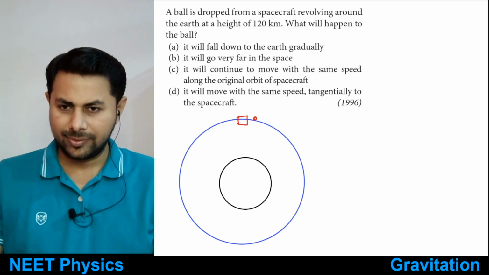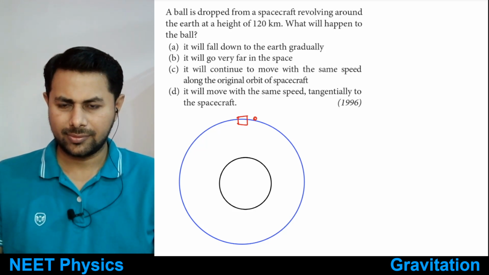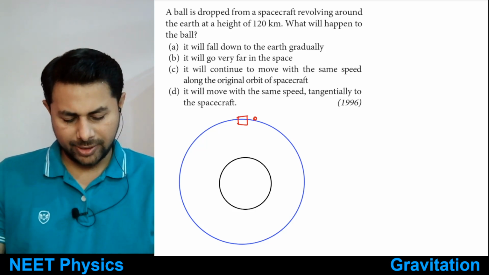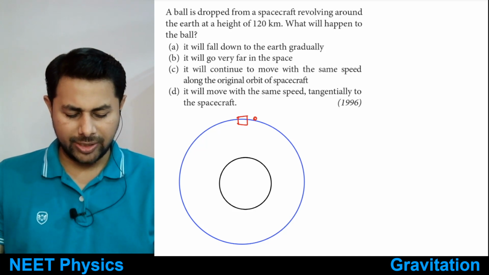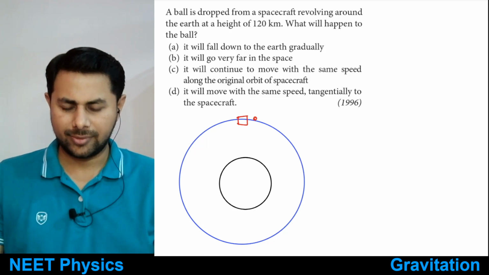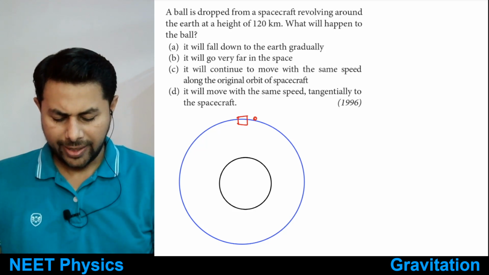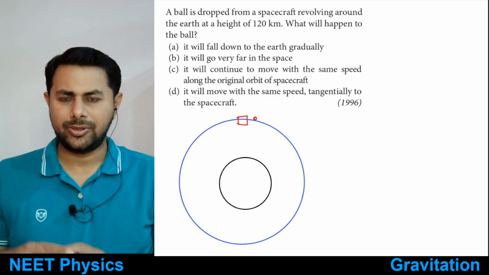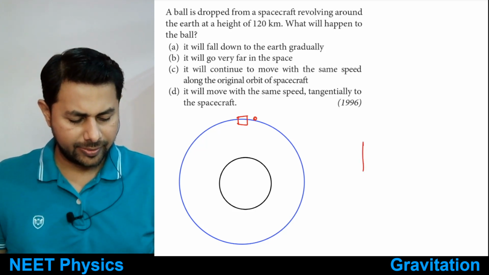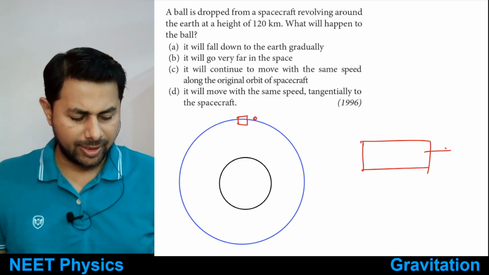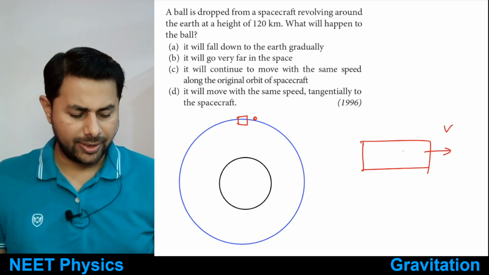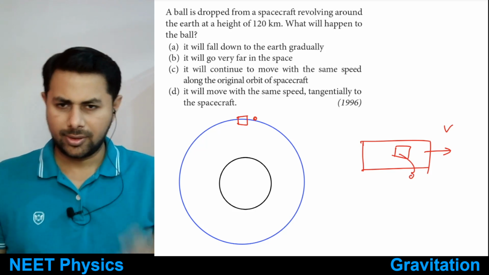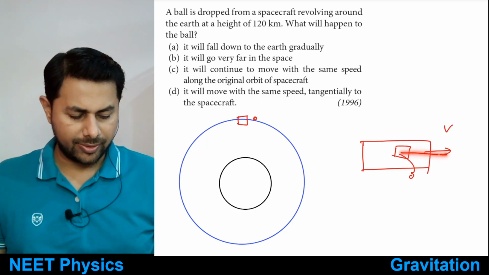Is it option D? Anybody else? Option C, it will continue to move with the same speed along the original orbit of the spacecraft. Yeah, that is correct. Why? Because suppose you are in a bus, and the bus is moving with some velocity, right? So if you drop a ball from that bus, what happens? That ball also moves with the same speed in this direction.